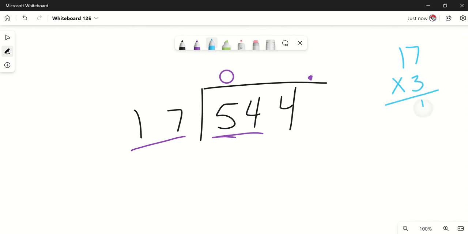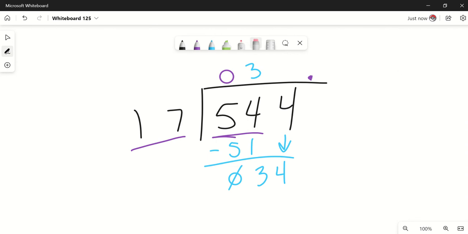3 times 7 is 21. Carry the 2. 3 times 1 is 3 plus the 2 is 5. So it will be 3 times, which will equal 51. When I subtract, 4 minus 1 will give me 3. 5 minus 5 will give me 0. 17 will go into 3, bring down the 4. I'm now going to go ahead and guess 2.